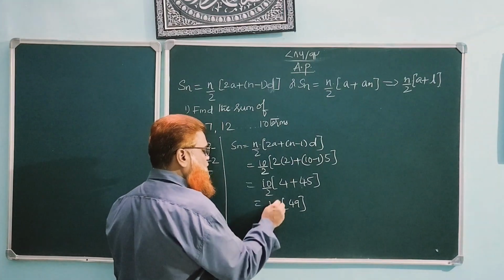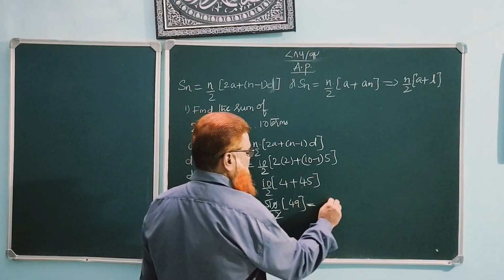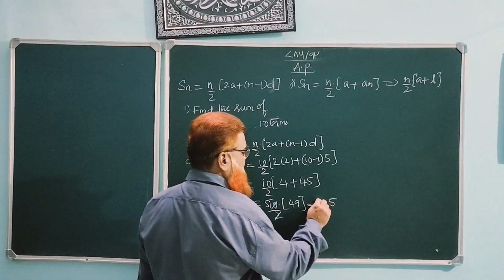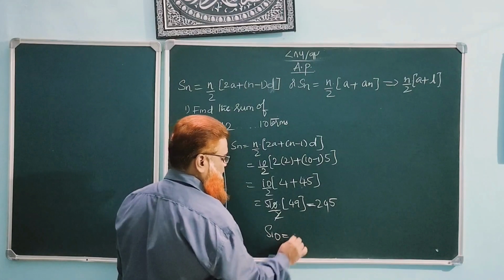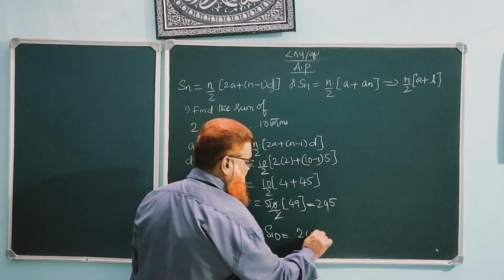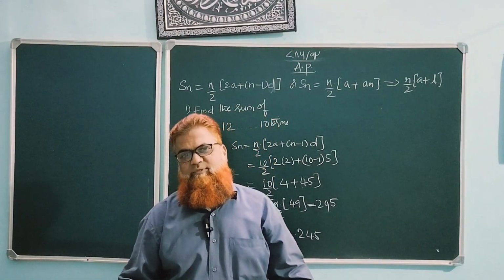Then 10 divided by 2 is 5, and 5 times 49: 5 nines are 45, 4 carry, 5 fours are 20 plus 4 is 24. So S10 is equal to 245. I hope you understand these sums well.